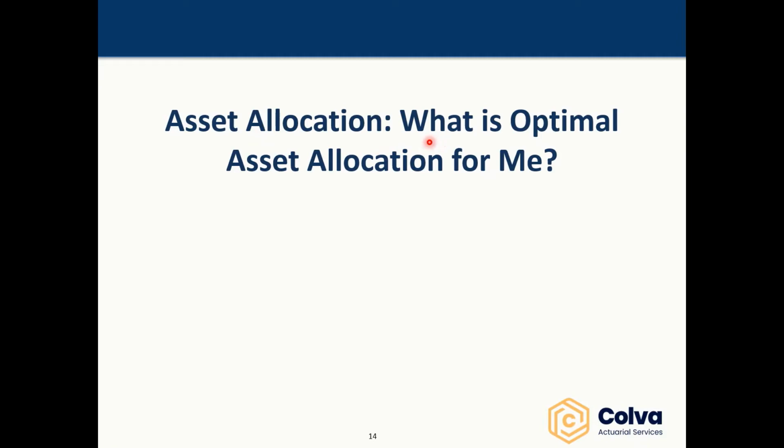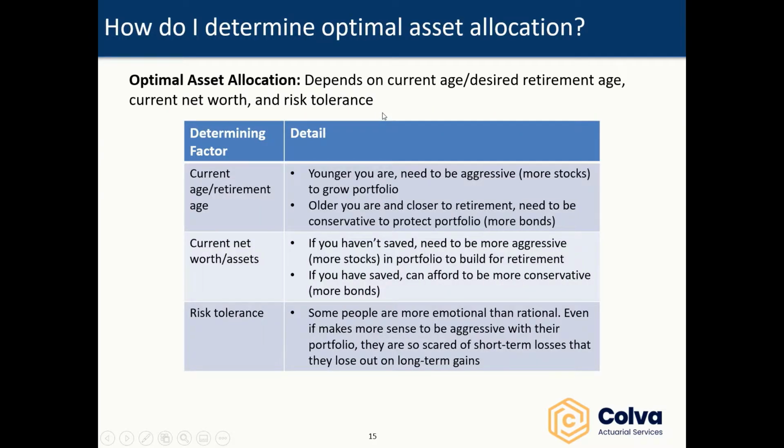What is the optimal asset allocation for me and my risk profile given my age, right? So, how do we determine that? How do we determine the optimal asset allocation? And as we talked about, it depends on your current age, your desired retirement age, your current net worth, and your risk tolerance. So let's go over some of these factors in a little bit more detail.